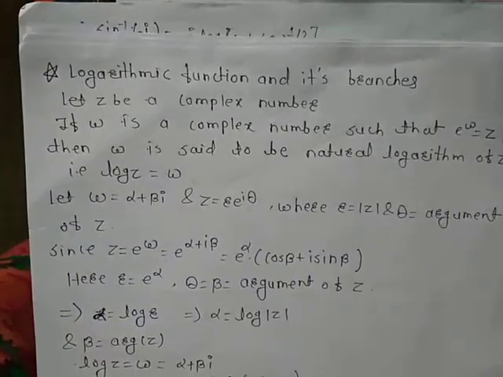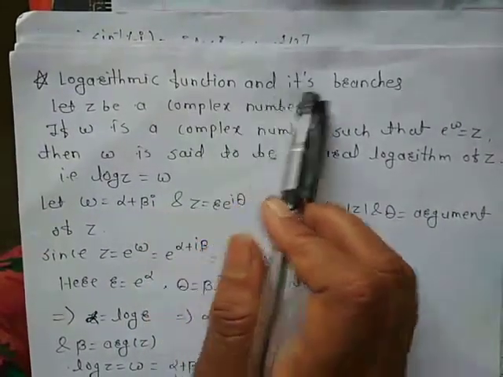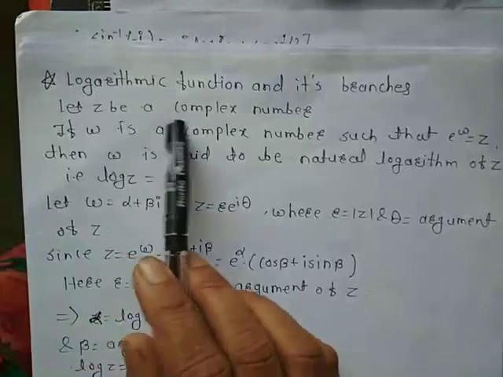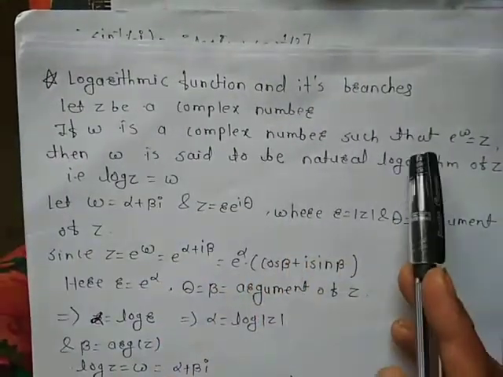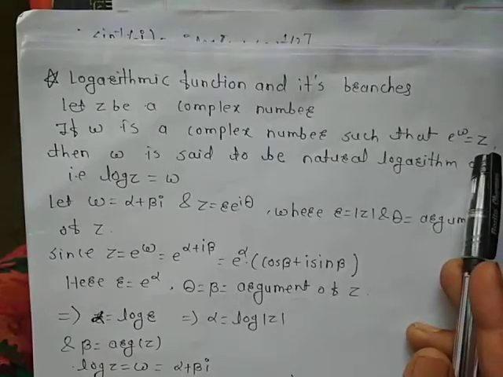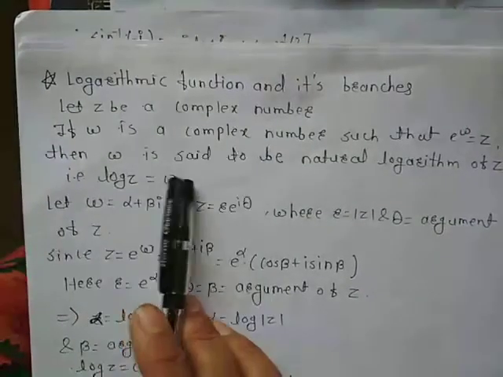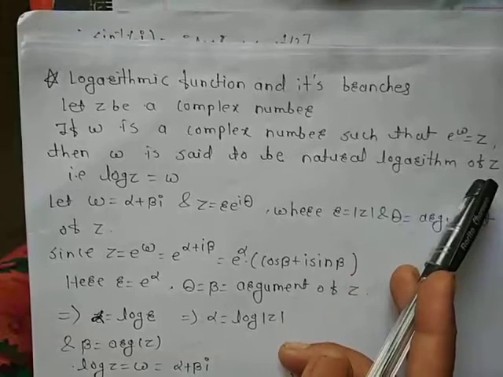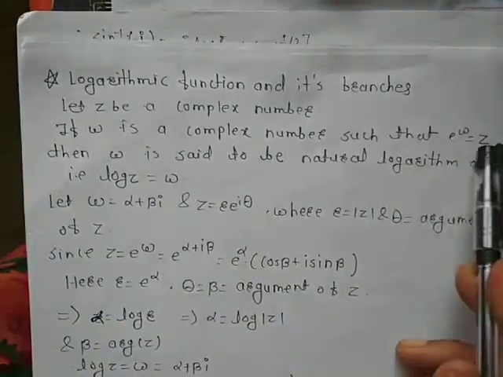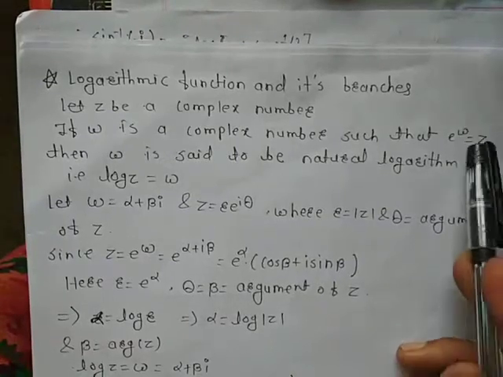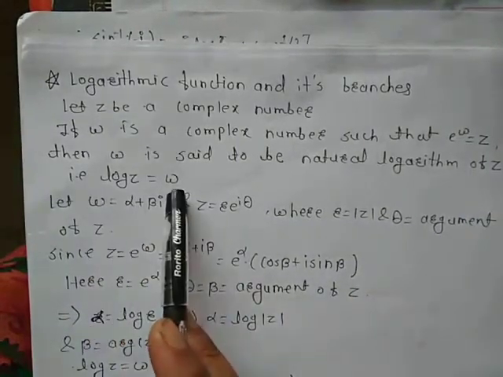Students, in this video we are going to see the logarithmic function and its branches. Let z be any complex number. If omega is a complex number such that e raised to omega is equal to z, then omega is said to be the natural logarithm of z, that is, log z is equal to omega.